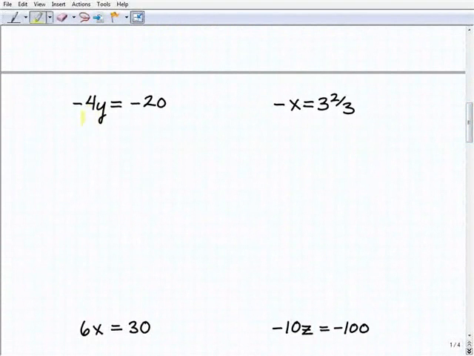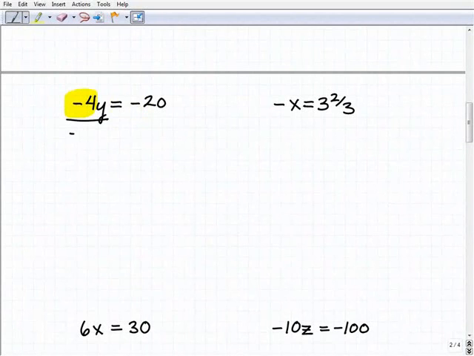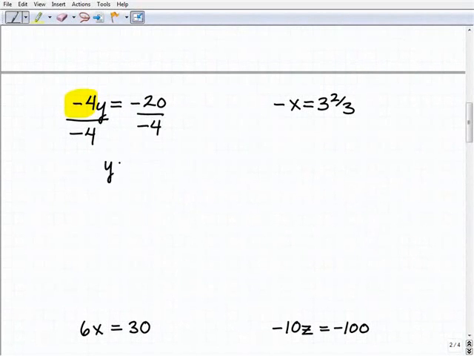Here we have negative 4 times y, or negative 4y equals negative 20. I'm going to divide both sides of the equation by negative 4 to get that y by itself. It's actually pretty easy once you get going, but you always want to show your work. Don't do this in your head and just write the answer down. You've got to show your work. Negative 4 divided by negative 4 is 1, so I get 1y, or y. And negative 20 divided by negative 4 is a positive 5.